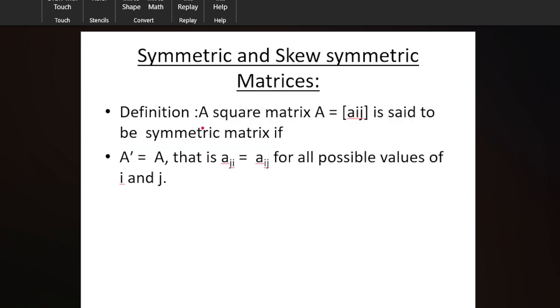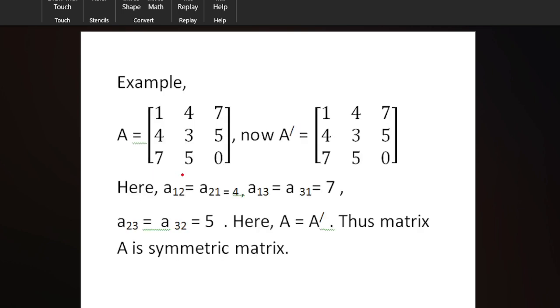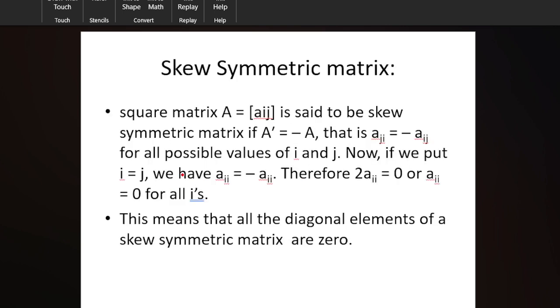Next is skew symmetric matrix. Symmetric we have seen, now let us see skew symmetric. A matrix Aij is a square matrix. In case of symmetric and skew symmetric, it must be a square matrix only. A square matrix A is said to be skew symmetric if A dash equals minus A. So when we take the transpose of the matrix, we should get the negative of the matrix, and Aji equals minus Aij.